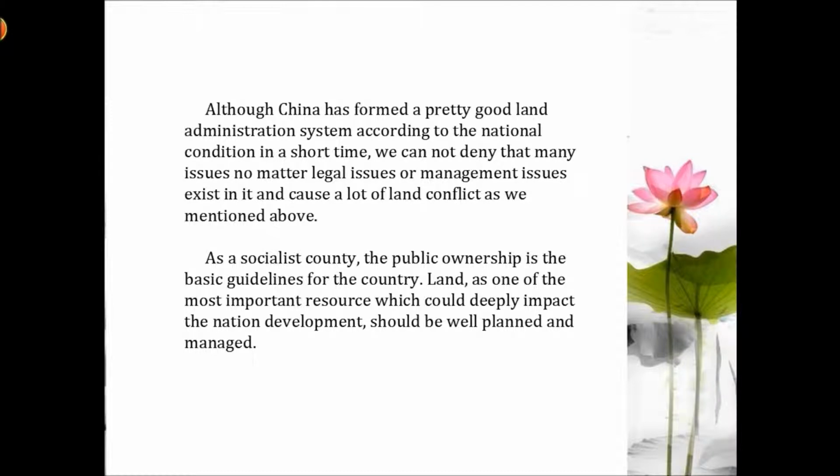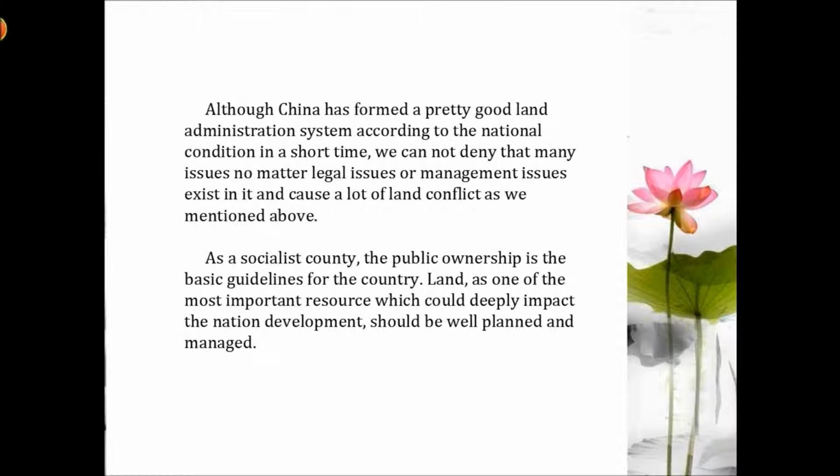Anyway, China, as the third largest country in the world in terms of area and largest in terms of population, has a very complex cadastral condition. Although China has formed a pretty good land administration system according to the national condition in a short time, we can't deny that many issues, no matter legal issues or management issues, exist in it. And these issues have caused a lot of land conflict, as we mentioned above.